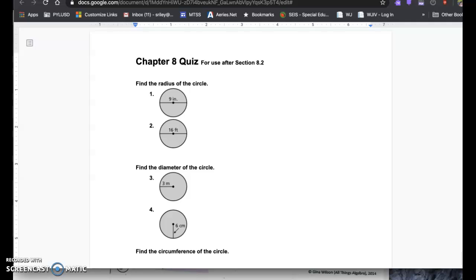Hello students, today you're going to be taking the Chapter 8 quiz, and the first part of this quiz is asking you to find the radius of a circle. Now remember that the radius of the circle is just this halfway point. So if you want half of this, you need to take 9 and divide it by 2. And you're going to do the same for the bottom, and that's going to give you the radius.